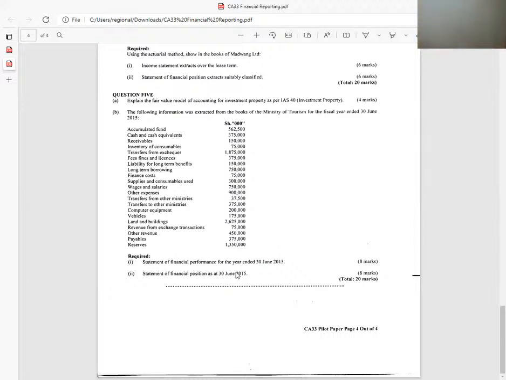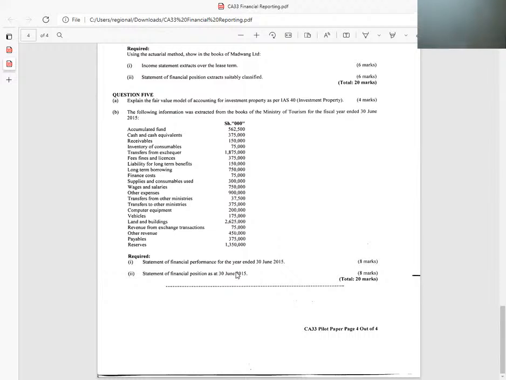Remember, under IPSAS 1, we must prepare a statement of financial performance and a statement of financial position. A statement of financial performance is what you call the income statement in the private sector. And of course, the statement of financial position across the board is our balance sheet.